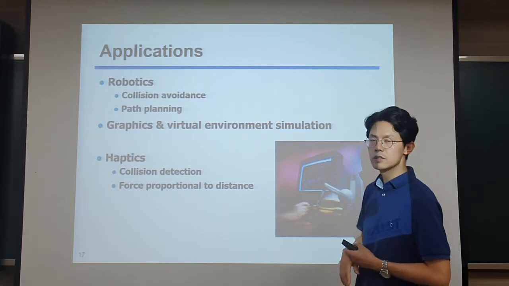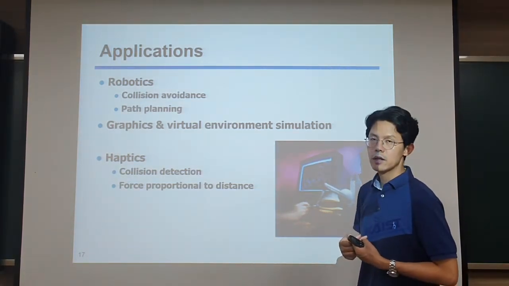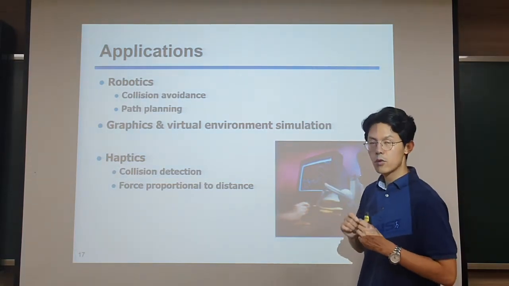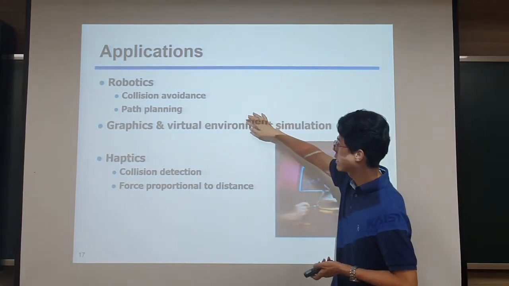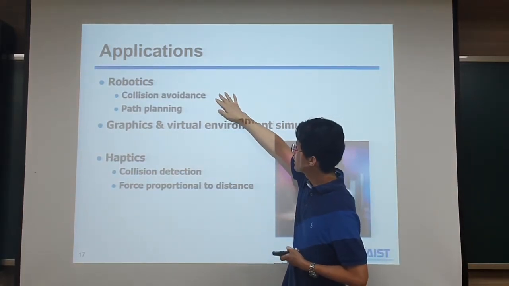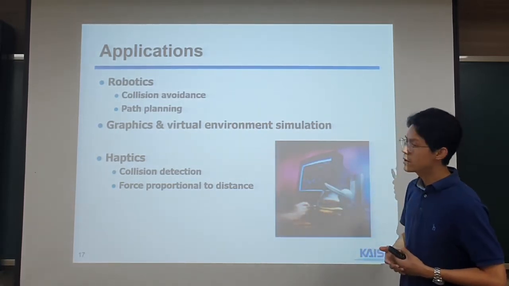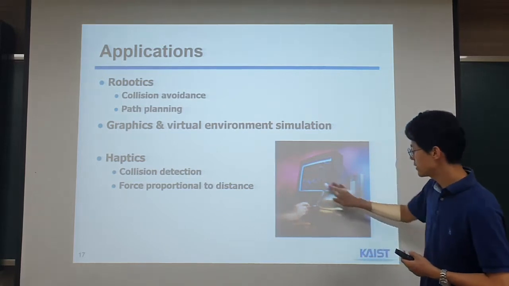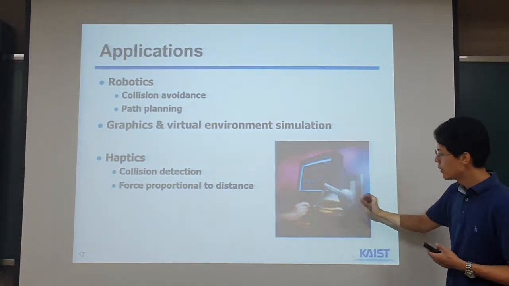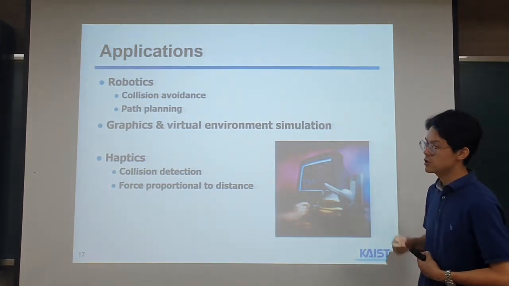This kind of collision detection and distance computation has been studied a lot, mainly because these proximity queries are used in various related applications, like robotics for avoiding collision or path planning. Also graphics, virtual environments, and simulation commonly use them. Also haptics. Haptics is the kind of device you might have seen. When you control this kind of device, you can feel the force. This haptic device generates force.